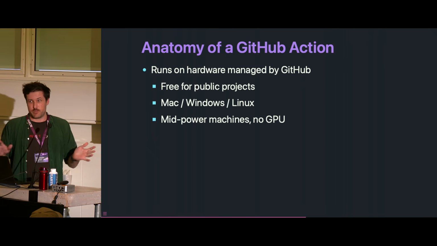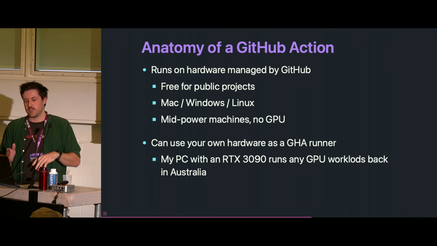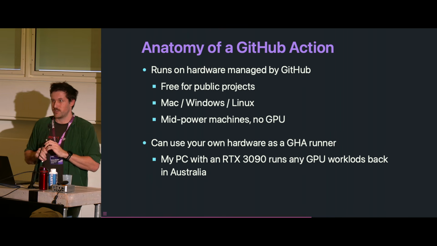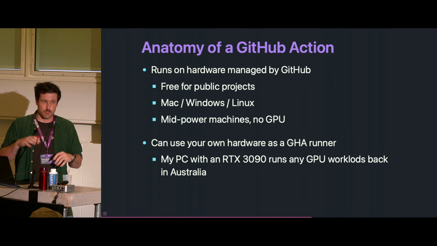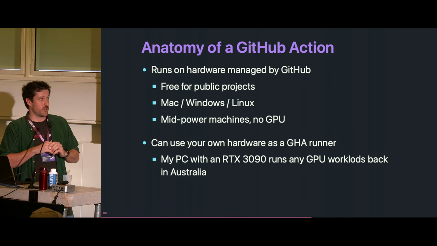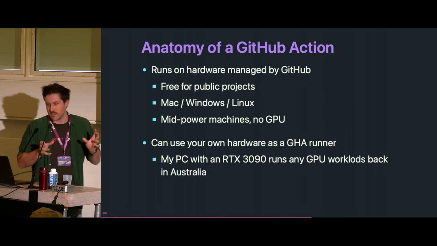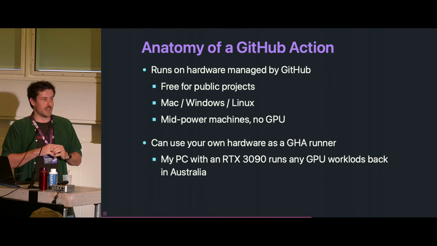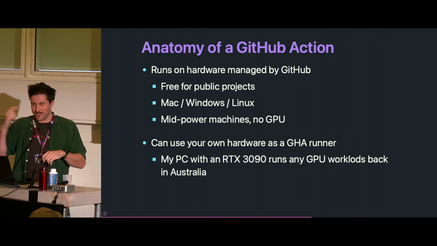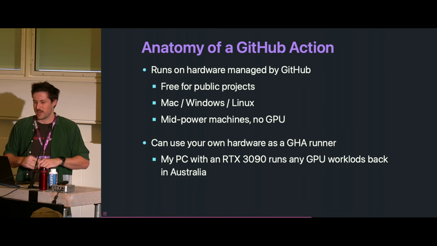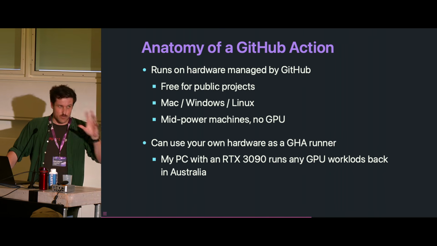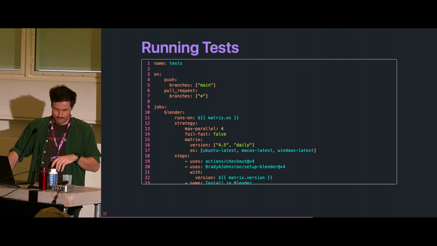They're mid-power machines, no GPU. But a really, really useful feature is you can set up your own machines to run as GitHub Actions. So my computer way back in Australia with a nice 3090 sitting in my friend's closet, every time I push a change up to GitHub, it sends it to Australia, gets rendering and ensures everything's working as it can, and then sends the results back to me. And so it has this really nice automated setup.